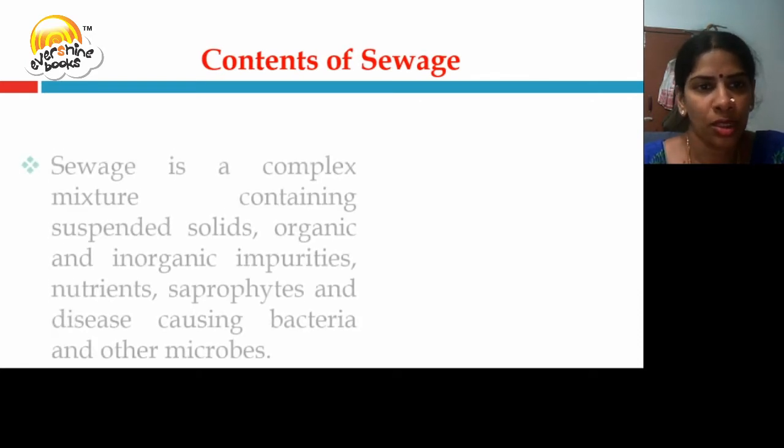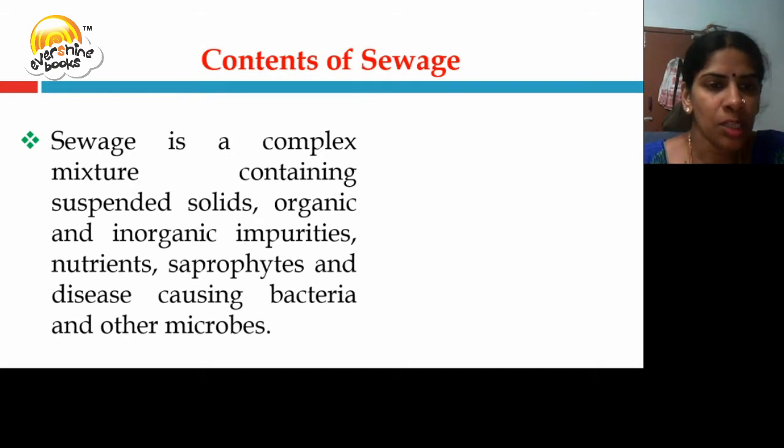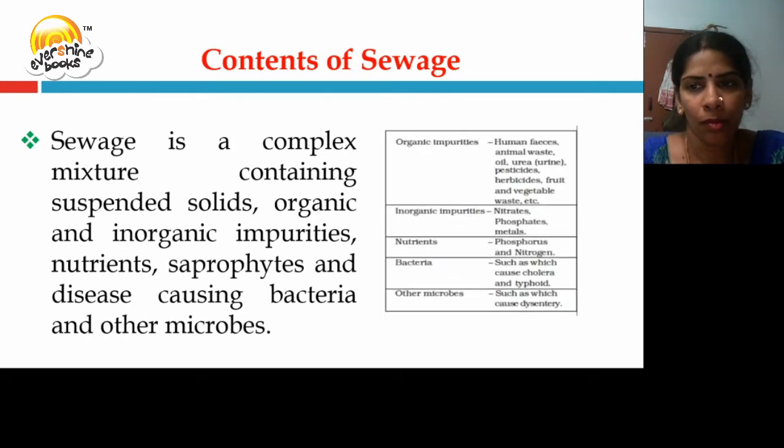What are the contents of the sewage? Sewage is a complex mixture containing suspended solids, organic and inorganic impurities, nutrients, saprophytes, and disease-causing bacteria and other microbes. The tabular column shows the different organic impurities: human feces, animal waste, oil, urea, pesticides, herbicides, fruit and vegetable waste. Inorganic impurities include nitrates, phosphates and metals. These are from the pesticides and fertilizers. Nutrients, phosphorus and nitrogen, are also from fertilizers and pesticides. Bacteria and microbes cause cholera and typhoid. Many other microbes will cause dysentery too.